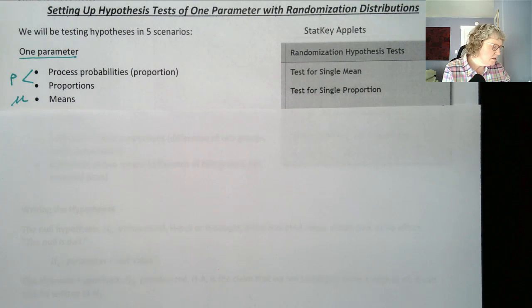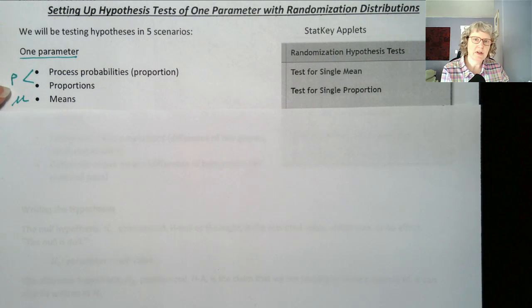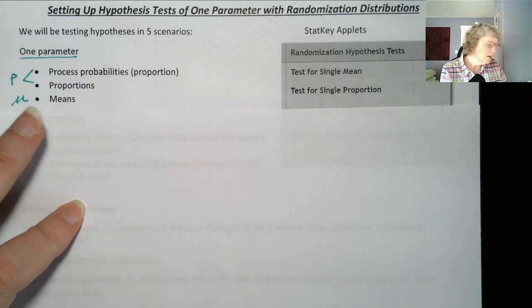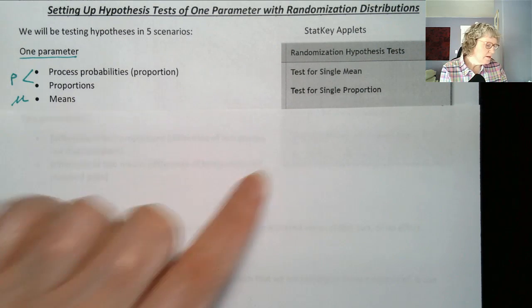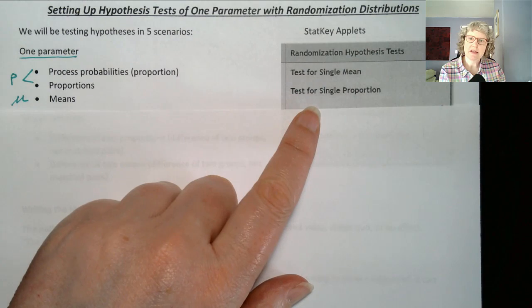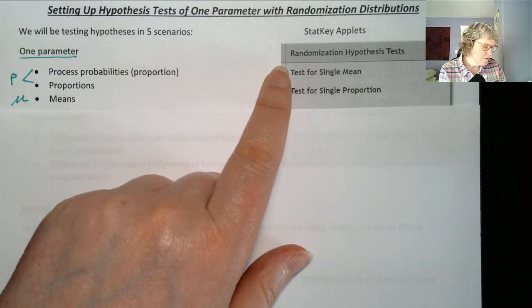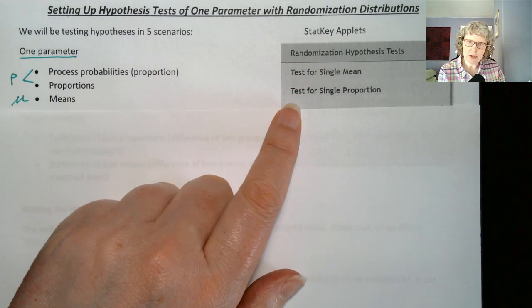And then we'll see there's another type of proportions where a specific proportion has been specified, sometimes from previous data or something else, or some kind of goal. And then means for numerical variables. This corresponds to, as I was showing you, the StatKey applets. There's the test for single mean and test for single proportion.